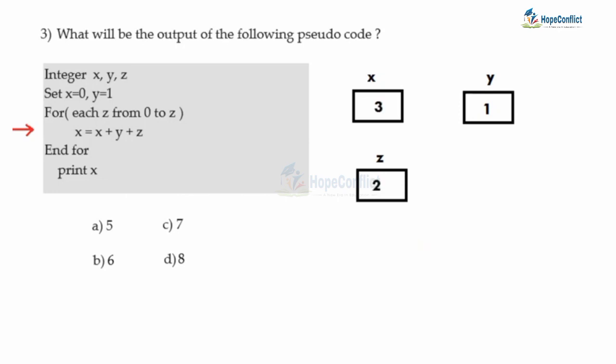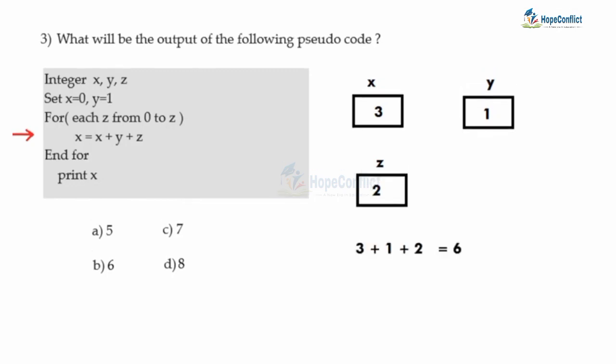One more and last time this loop will be executed and the statement x equals x plus y plus z will be evaluated. Now this time when we put all the values of x, y and z in this expression, we will get 3 plus 1 plus 2, which equals 6. So this time x will become 6. After this the loop will not iterate anymore.